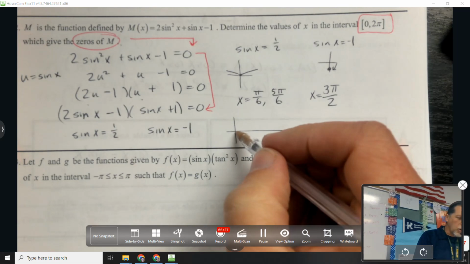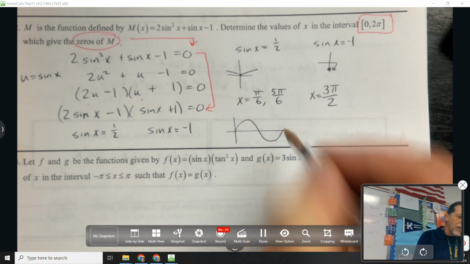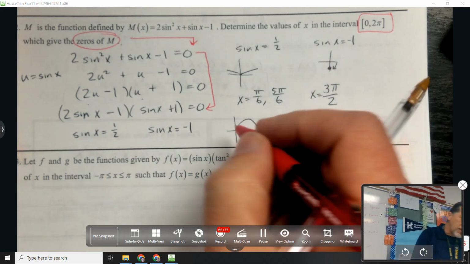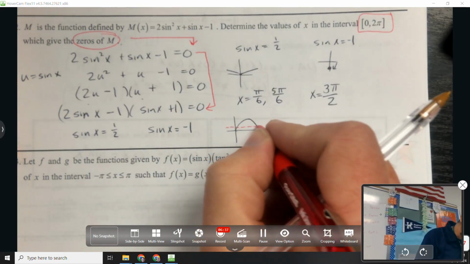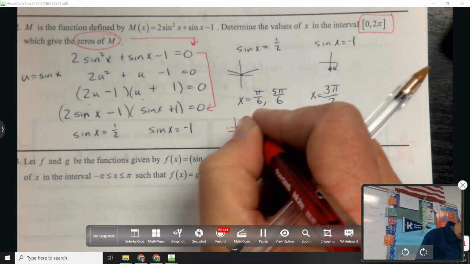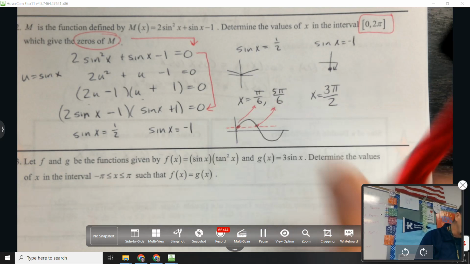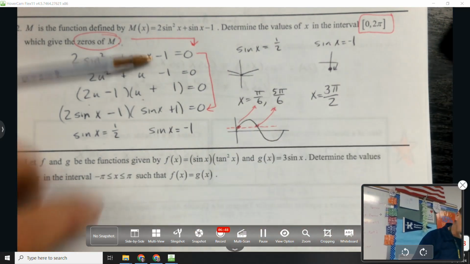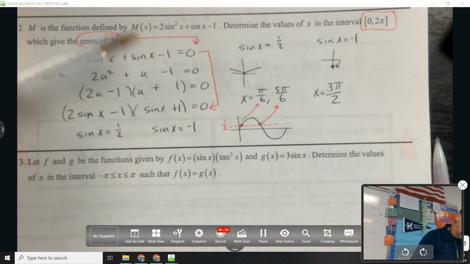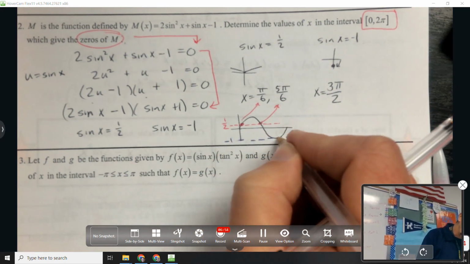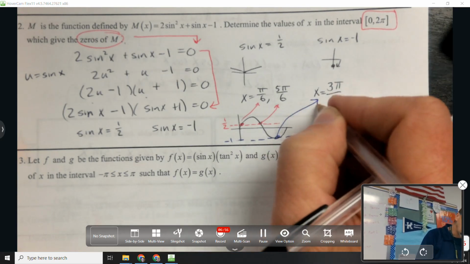I guess that is more recent, and maybe, so if your brain is thinking, there's the graph of sine, and the sine is equal to 1/2, like right there, and that would be pi over 6 and 5 pi over 6. And it's equal to -1 right there at 3 pi over 2.